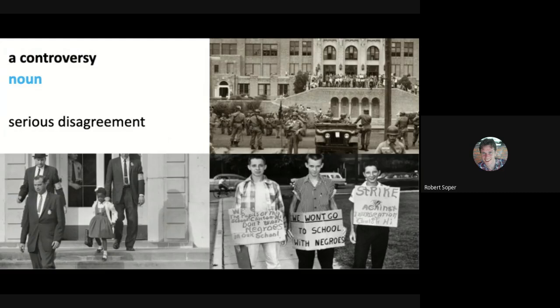And some people thought, no, we should keep it the way it always was. We don't want women driving. So there were people on one side and there were people on another side. And it caused a serious disagreement, a really public disagreement. So that would be another example of a controversy. Okay, try and put this word controversy in your own sentence.